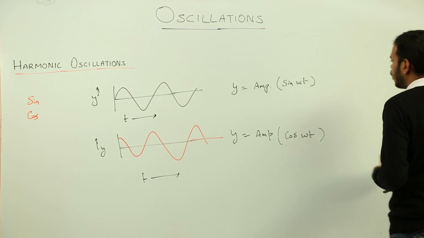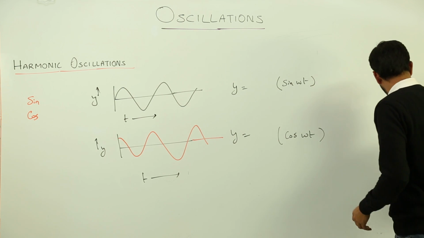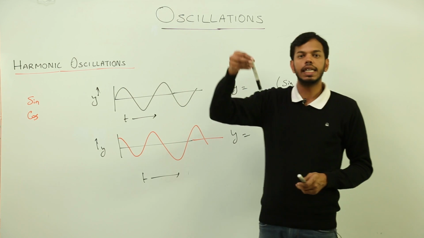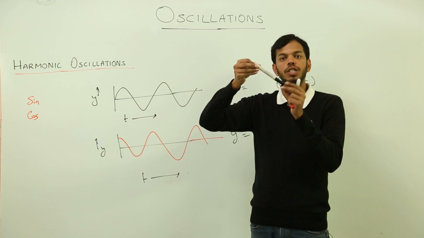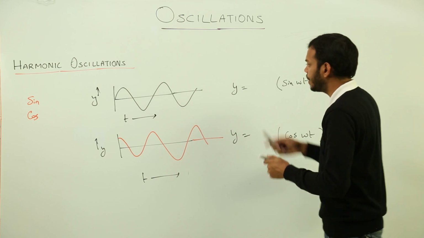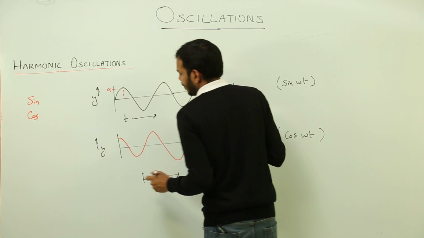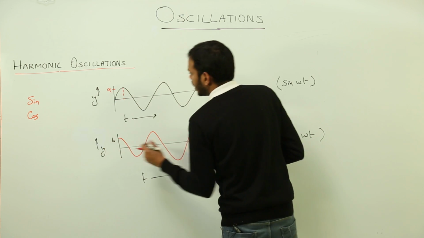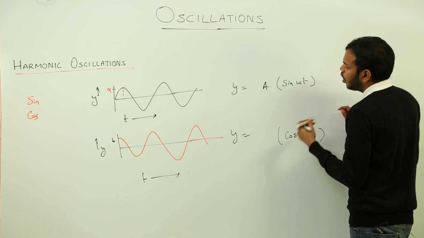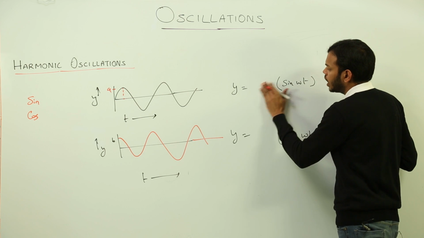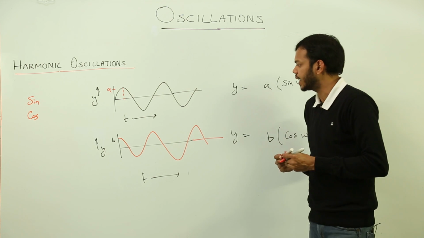First of all, what is an amplitude? Consider the example of the bob of a simple pendulum which is moving to and fro about a mean position. The maximum displacement which the bob can take from the mean position is called amplitude, and it is represented here. This point is A, and in the same way in this case B. So this equation becomes A sine omega t, and this equation is represented as B cos omega t.